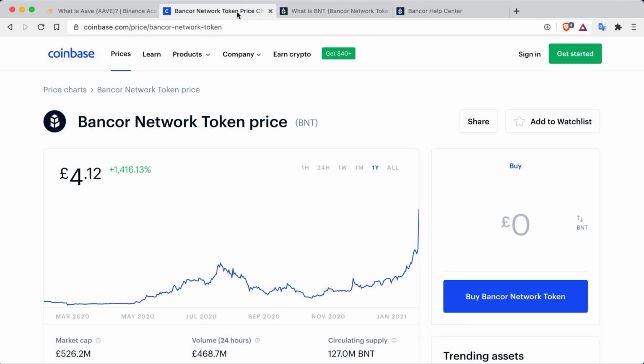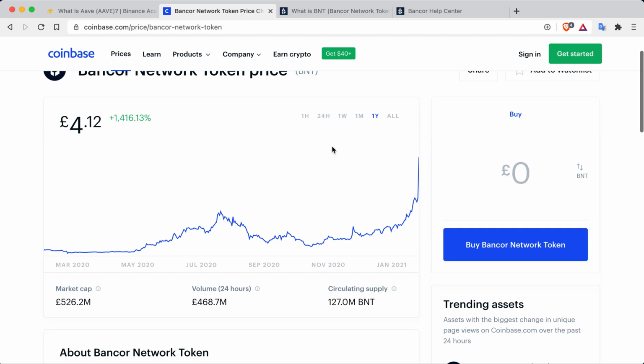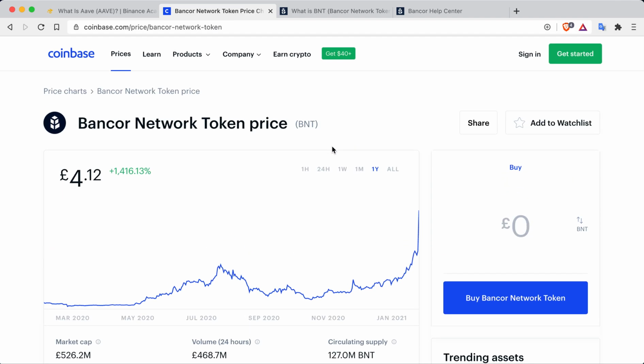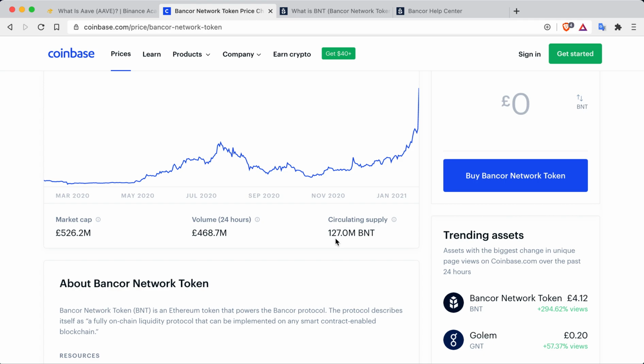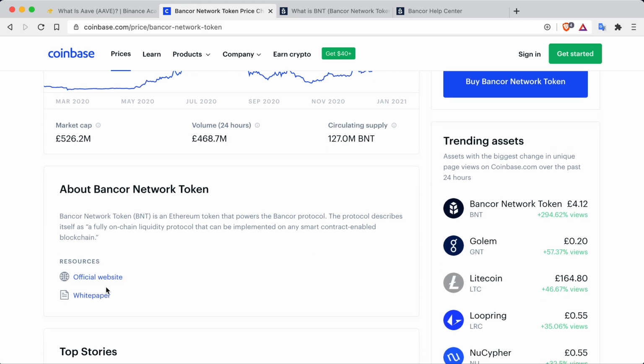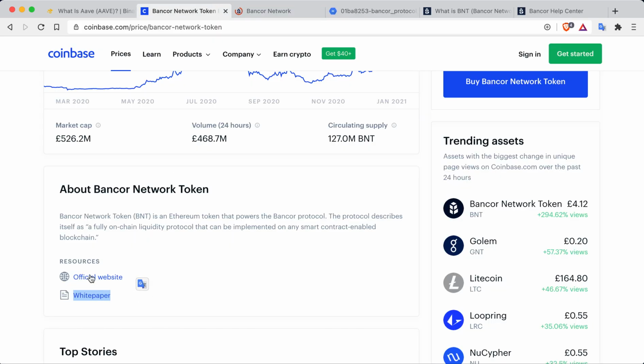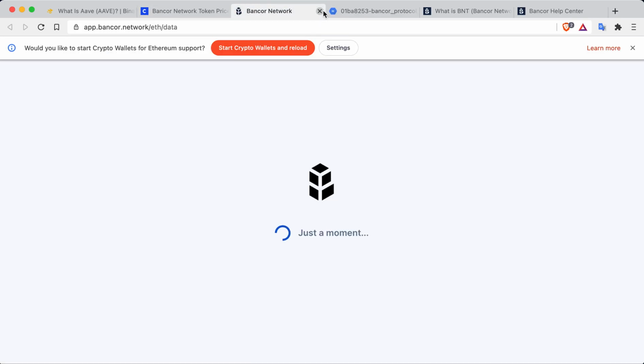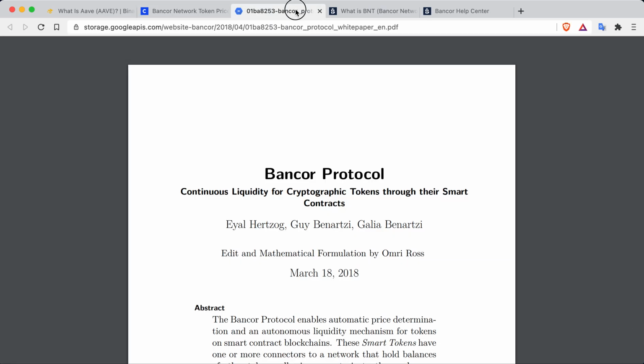So we can have a conversation and we can discuss the future of Bancor Network Token that's currently sitting at £4.12. Fascinating, with a supply of 127 million in circulation. That's a supply in circulation. There could be more. At this moment, I am unsure. There is a white paper that's available as usual. Coinbase do link these things, so we can have a read of the white paper as well.